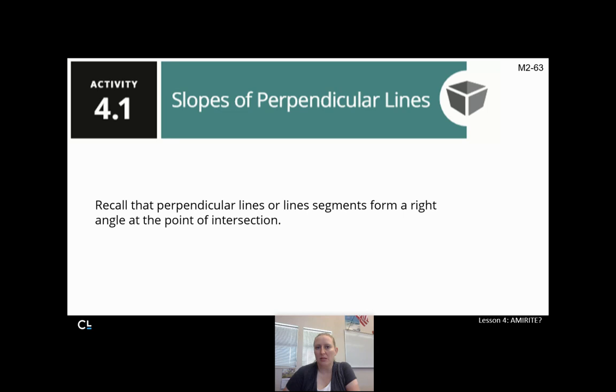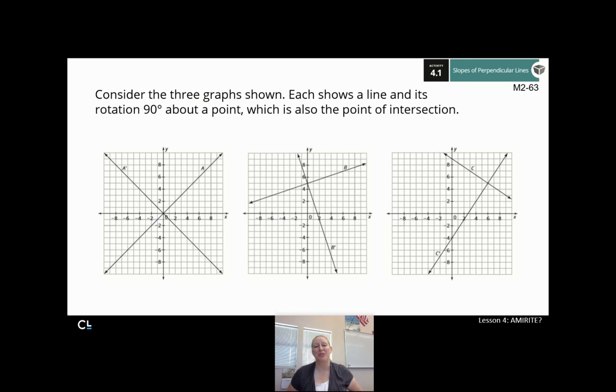But you also know it has to be exactly 90 degrees. 91 degrees, no good. 92 degrees, no good. It has to be a perfect right angle, 90 degrees exactly, in order to be perpendicular. So I have for you a couple of graphs. We're on page M263 if you're not sure where we've gone off to. I would like you to consider the three graphs shown. Each shows a line and its rotation 90 degrees about a point, which is also the point of intersection.